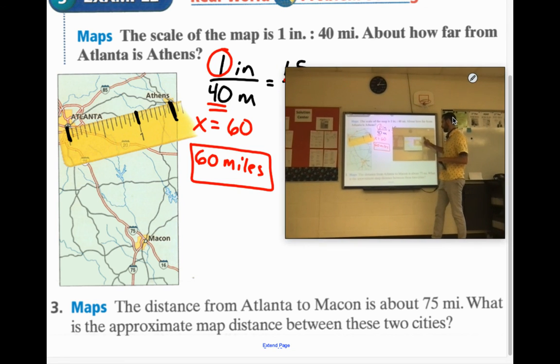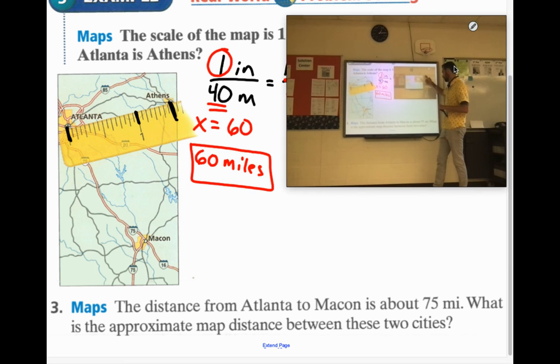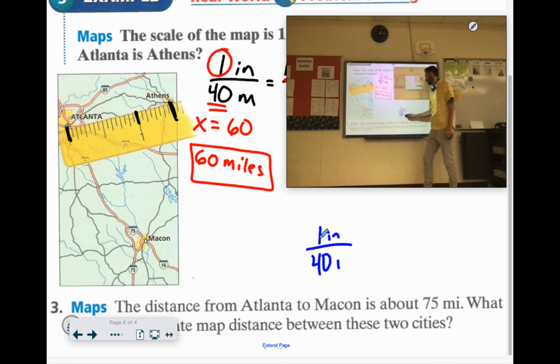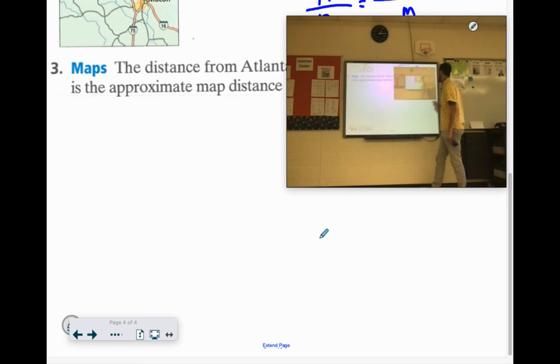The distance from Atlanta to Macon is about 75 miles. What is the approximate map distance between these two cities? So if we had the same ratio, 1 inch to 40 miles, we're going to want inches over miles again, and it said the distance is about 75 miles.